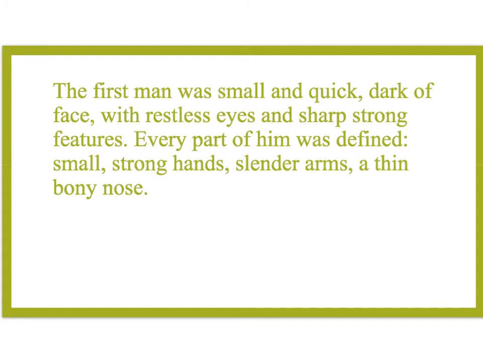So this is the first time that George is described in the novella. And we have: "the first man was small and quick, dark of face, with restless eyes and sharp, strong features. Every part of him was defined: small, strong hands, slender arms, a thin, bony nose." Now, what's interesting about this definition is how it is the opposite of Lennie's physical appearance.